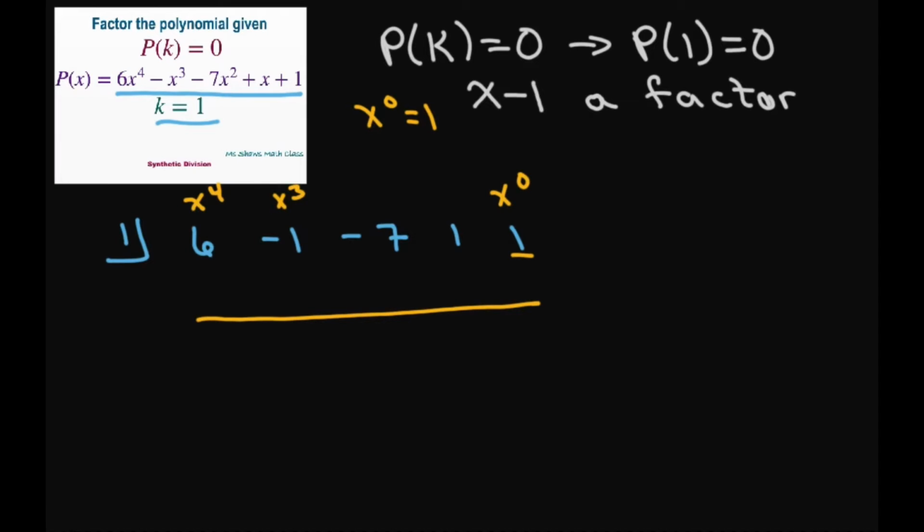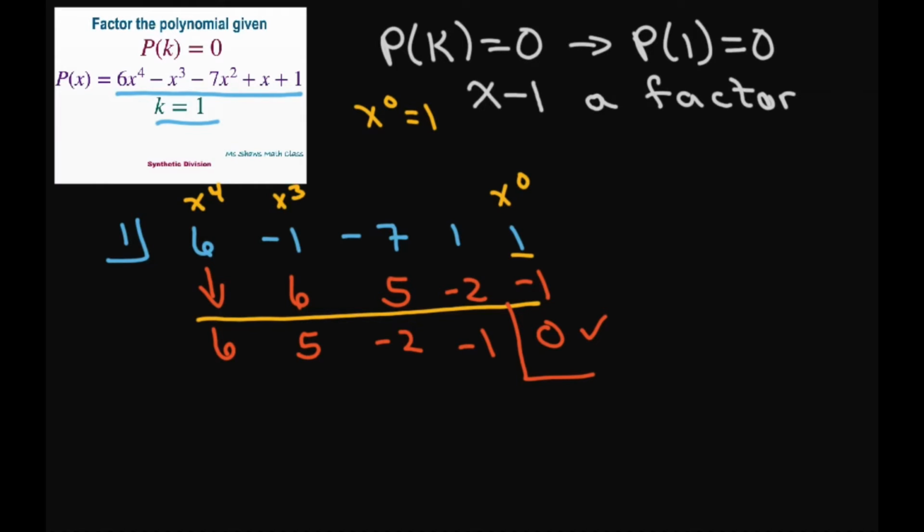Now, first step is to bring down your first term, which is 6. Then you multiply 1 times 6 and put it here, and then you add. It's always multiply and add. So when you add, you're going to get 5, negative 1 plus 6. And then you multiply, 1 times 5 is 5. Then you add, so negative 7 plus 5 is negative 2. Multiply, you're going to get negative 2, and add, that's negative 1. Multiply, you get negative 1, and then add, you get 0. Now what happened, this is good. If you didn't get a 0, that would mean that we did something wrong.